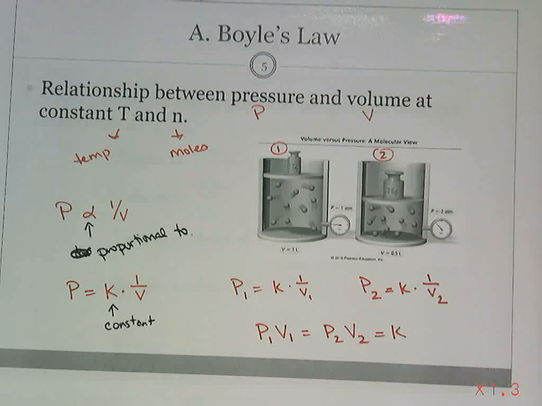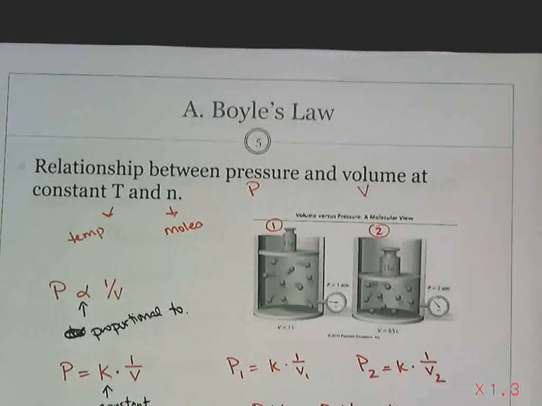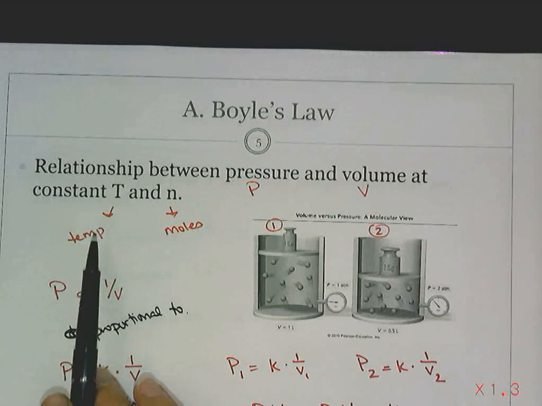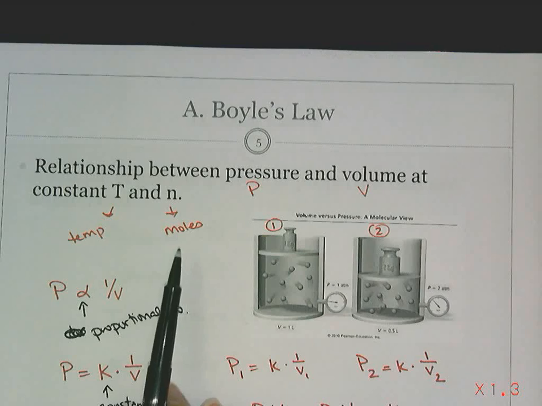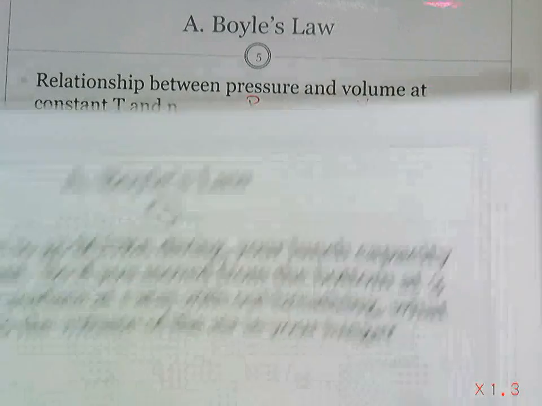So Boyle's law states that as long as I'm at a constant temperature and constant number of moles, the pressure of the gas is inversely proportional to the volume. So as pressure increases, volume decreases, or pressure decreases, volume increases, or vice versa. So let's look at an example of how that works.